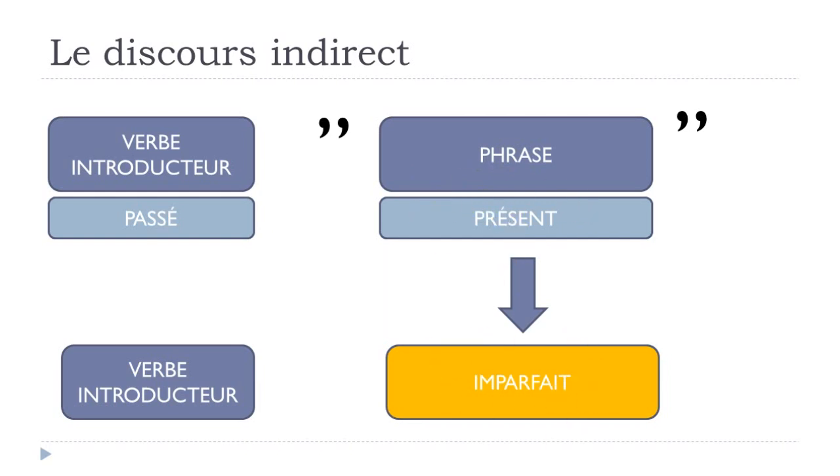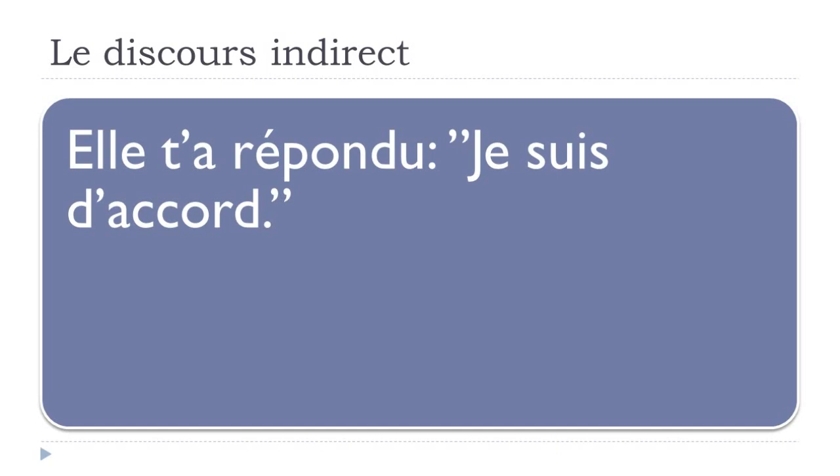Okay, so let's have a look how it will go. As I said, the first verb I put at the passé composé form, and it will always be the same for all the examples. So I will keep the same sentence and the same verb, and it will be at the passé composé. Elle t'a répondu, je suis d'accord.